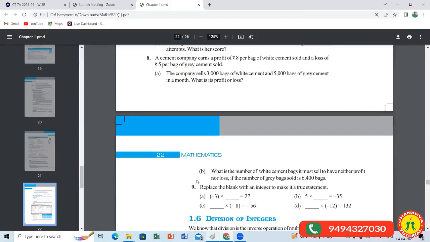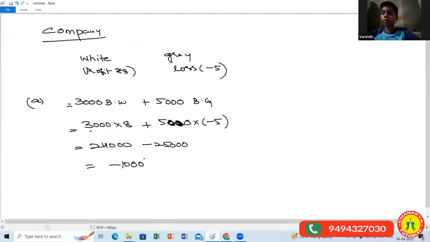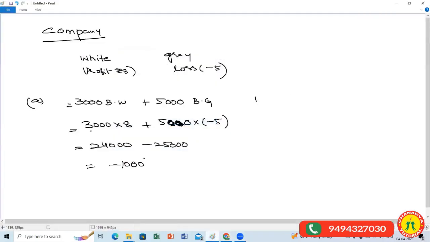B bit: what number of white cement bags must be sold to have neither profit nor loss, if the number of grey bags sold were 6,400? Very important, children. We don't know white cement bags, multiplied with profit as 8, and grey cement bags as 6,400, loss as minus 5. Neither profit nor loss means it is 0 profit. Yes or no? Yes, ma'am.